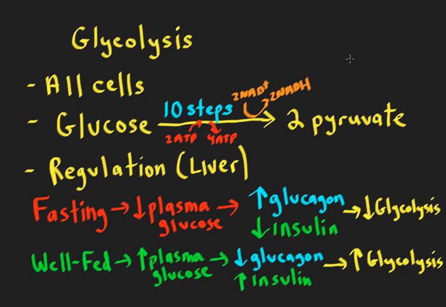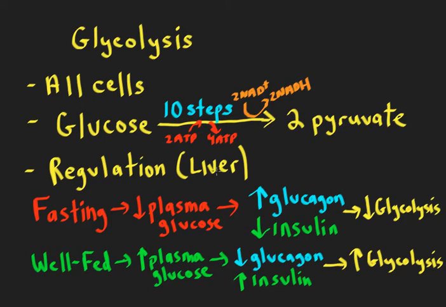So let's start with the big picture, and that is glycolysis occurs in all cells. Virtually all the cells in the body have the ability to take up glucose, and that glucose, when it's taken into the cell, goes through the process of glycolysis, which is 10 steps, ultimately producing 2-pyruvate. And depending on if you have mitochondria, if there's oxygen present, this pyruvate then can go off and do some different things that we'll talk about later.